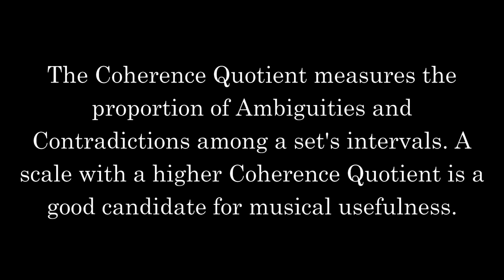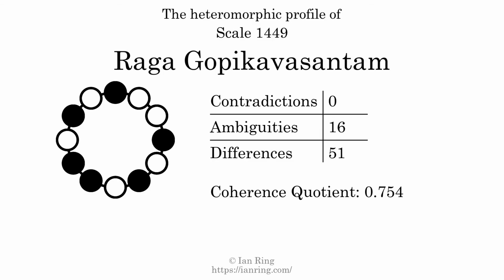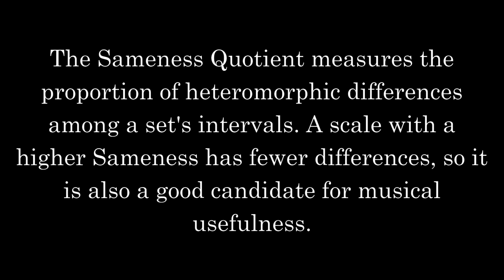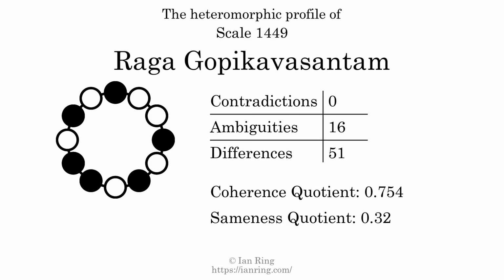The coherence quotient measures the proportion of ambiguities and contradictions among a set's intervals. A scale with a higher coherence quotient is a good candidate for musical usefulness. The coherence quotient is 0.754. The sameness quotient measures the proportion of heteromorphic differences among a set's intervals. A scale with a higher sameness has fewer differences, so it is also a good candidate for musical usefulness. The sameness quotient is 0.32.